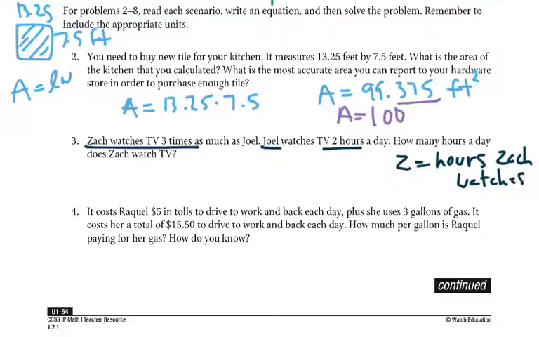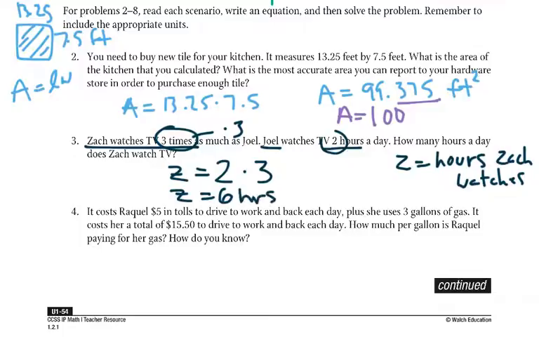Okay, and we know that Zack's is equal to 3 times as much as Joel. Remember, 3 times in math means timesing by 3. So we take the 2 hours and we times it by 3. We triple it. Then that's easy enough to solve, right? So Z equals 6. So Zack watches 6 hours per day of TV.